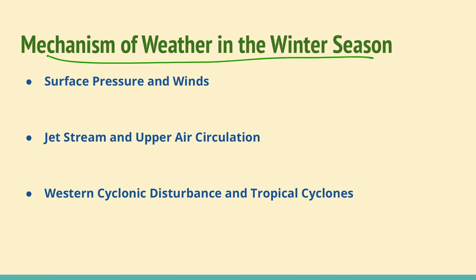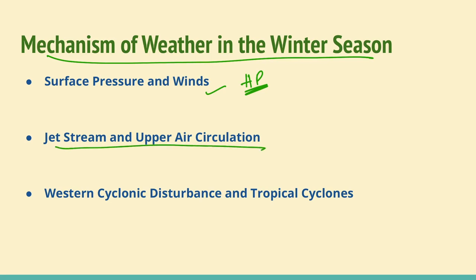Mechanism of weather in winter season. Surface pressure and the winds. In winter months, the weather conditions over India are generally influenced by the distribution of pressure in Central and Western Asia. A high pressure center in the region lying to the north of the Himalayas develops during winter, and this center of high pressure gives rise to the flow of air at the low level from the north towards the Indian subcontinent south of the mountain range.